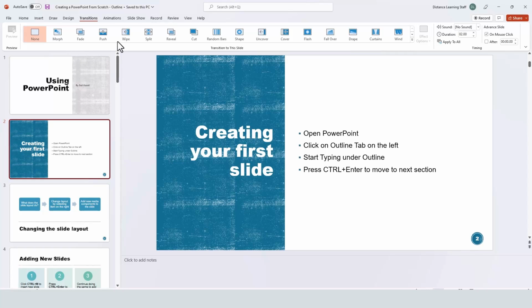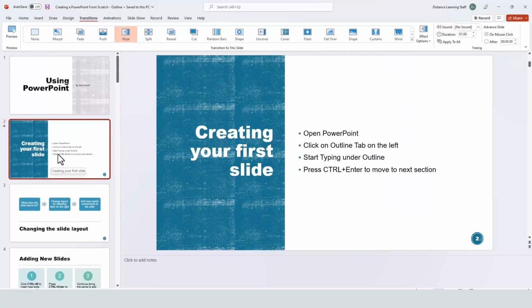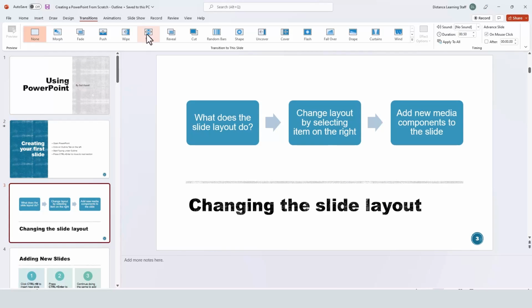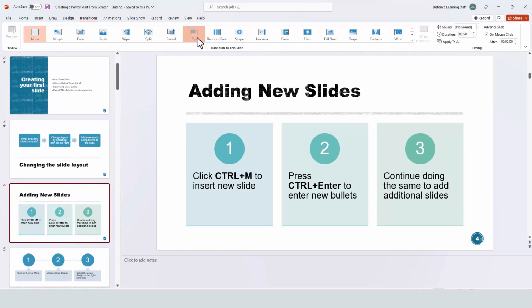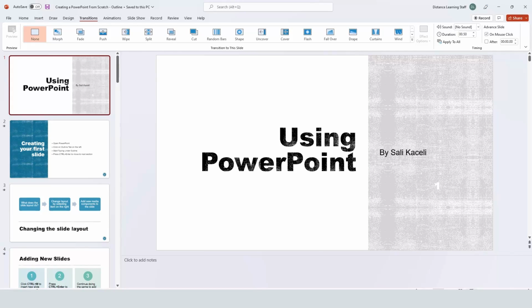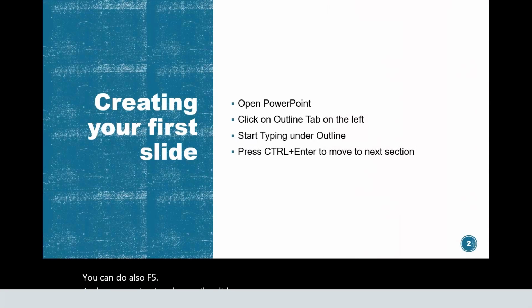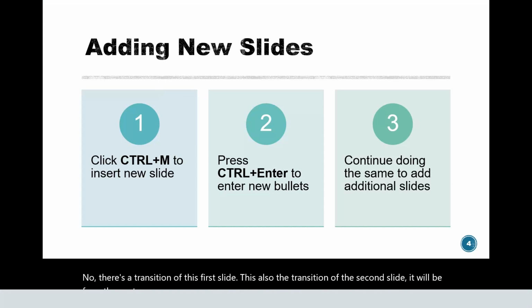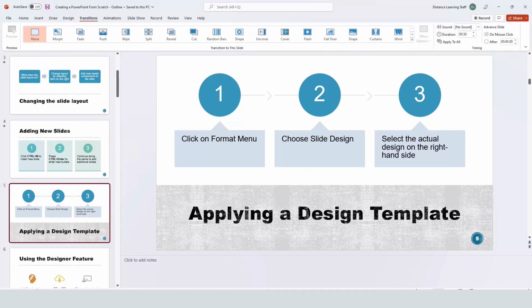So you go and select the slide and then click on the particular type of transition that you want to apply to it. If I go to the next one, I can change this so that it applies the split transition. And the third one, and so on. Now, if I go ahead and present this presentation, and we're going to advance the slides, notice the transition of this first slide. Now, notice also the transition of the second slide. It will be from the center. And the third slide there. These are subtle transitions, but they are at the slide level.